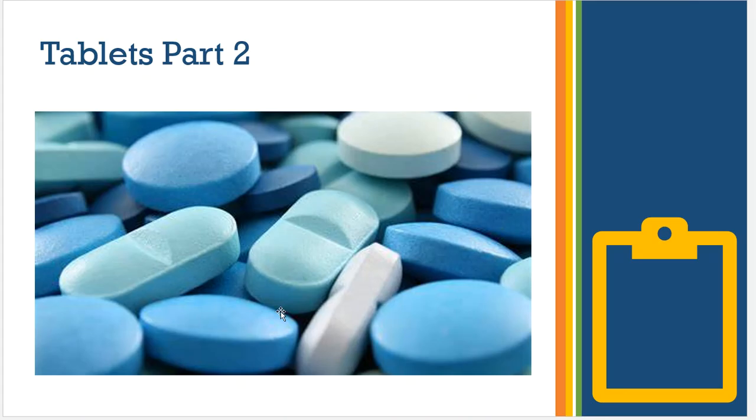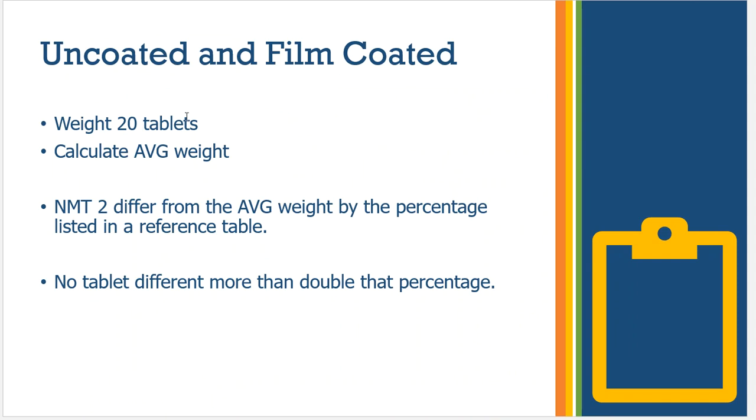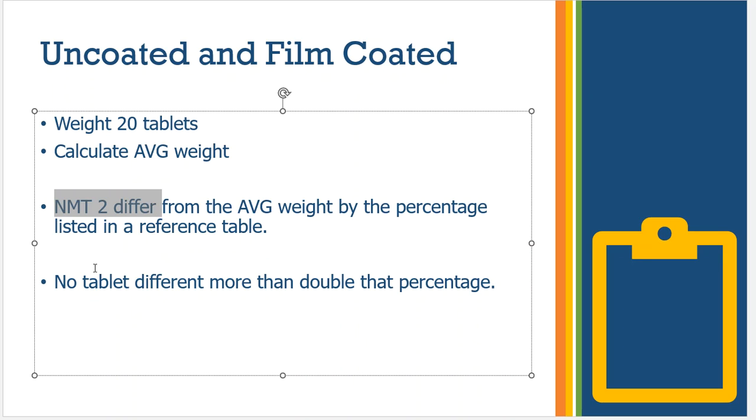All right, so the directions again are going to say weigh 20, calculate the average, just like before. Then use that average weight, calculate a percentage individually on each tablet, and you hope that it doesn't go over the threshold that's in the table. No more than 2 should violate it. And not one tablet should double the percent.